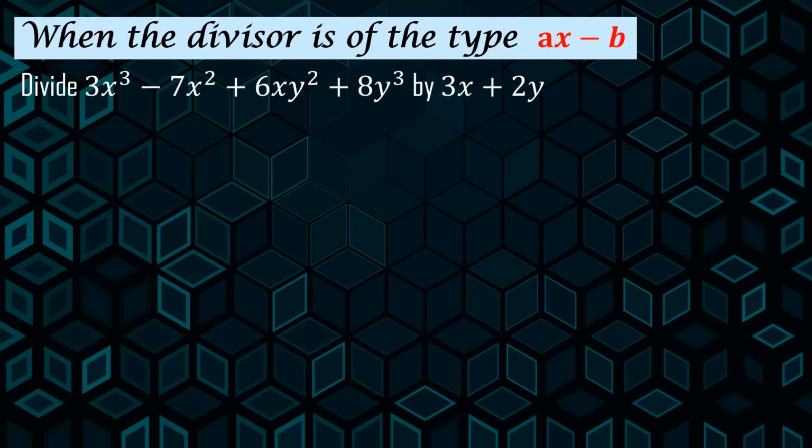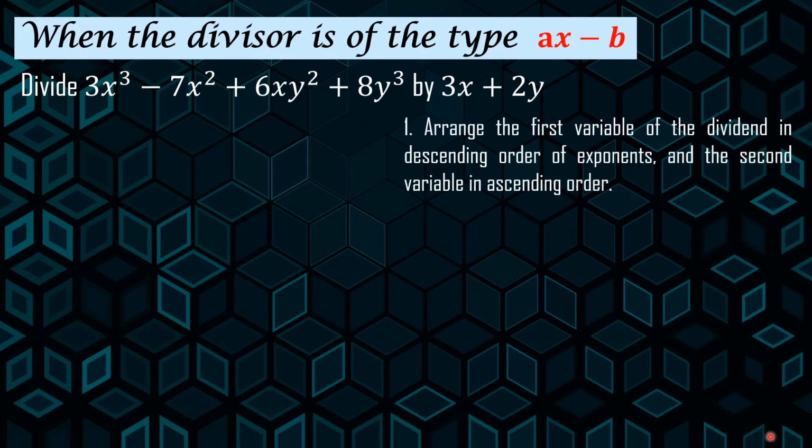Another example, divide 3x cubed minus 7x squared plus 6x y squared plus 8y cubed by 3x plus 2y. Kung kanina, isang variable lang ang ating natackle, which is the variable x, ngayon, magkasama ang dalawang variables sa given polynomial. So, paano ba tayo magdi-divide ng polynomials na may dalawang variables using synthetic division?